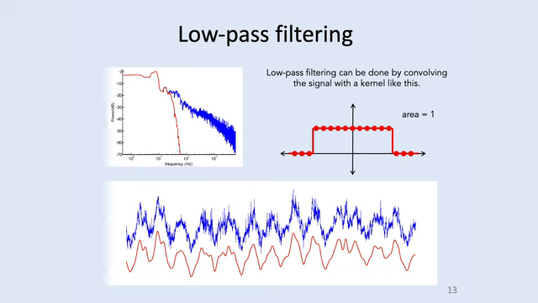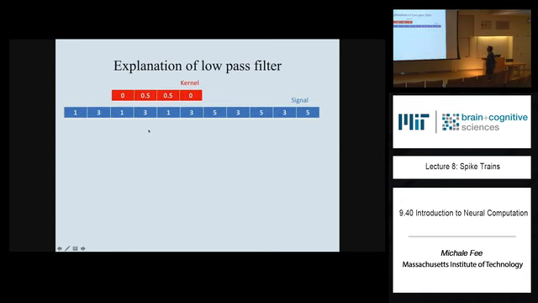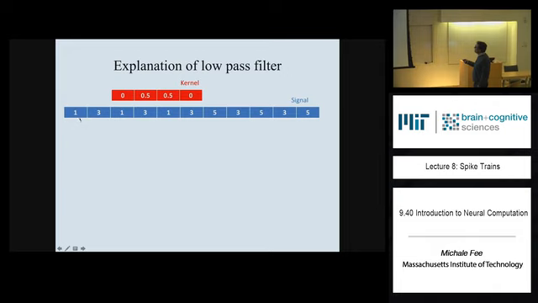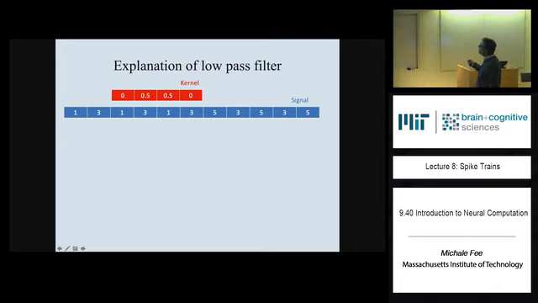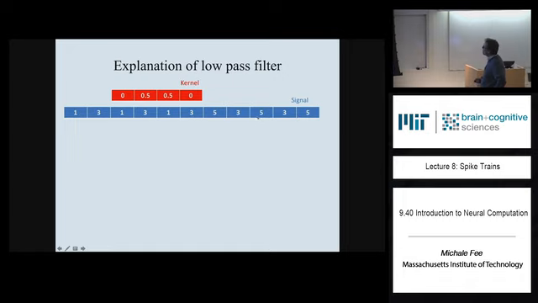Average together, we're going to multiply the kernel by the signal at different points in time and plot the result down here. So let me explain what that looks like. Let's say this is the original signal. You can see that it's a little bit noisy. It's fluctuating between 1 and 3, 1, 3, 3. And then at a certain point here, it jumps to a higher value, 5, 3, 5, 3, 5. Intuitively, we would expect a low-pass filtered version of this signal to be low here and then jump up to a higher value here.